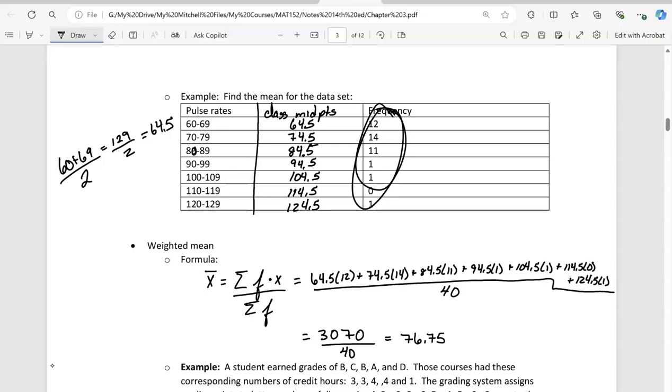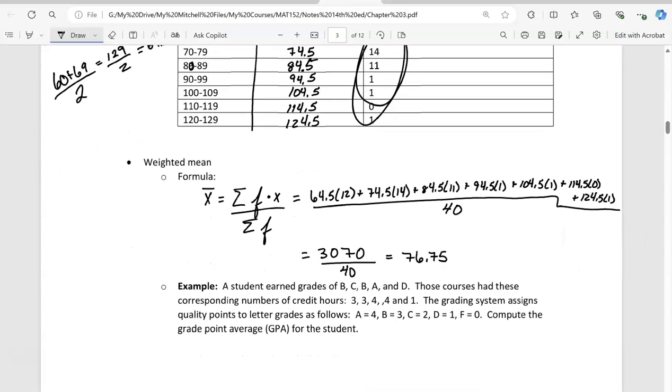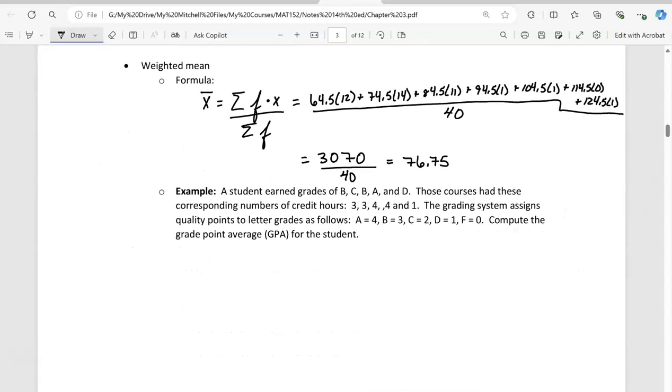Now we can use that same kind of concept to find GPA scores. So let's look at that one. It's going to work the same way. We have a student that earns grades of B, C, B, A, and D, and these courses had corresponding weights of 3, 3, 4, 4, and 1. An A is worth 4 points, a B is worth 3 points, a C is worth 2 points, D is worth 1 point, and a 0 is not worth anything. We are trying to figure out what the student's GPA is.